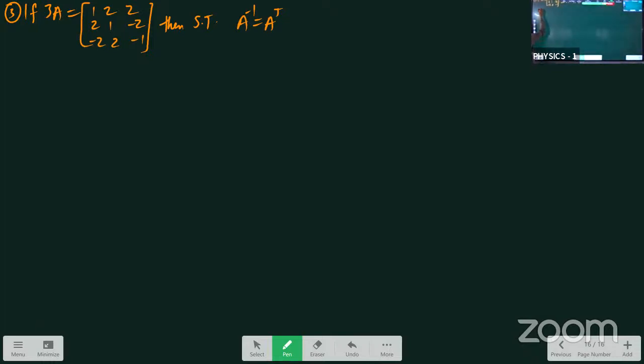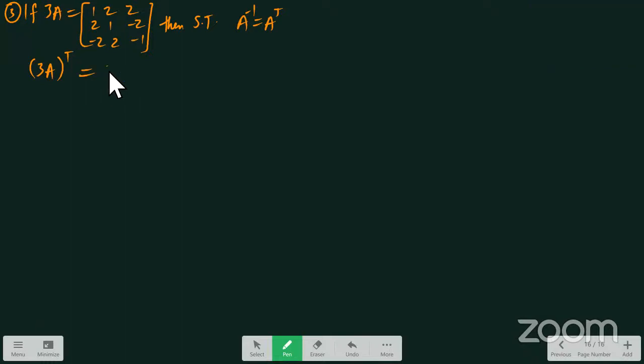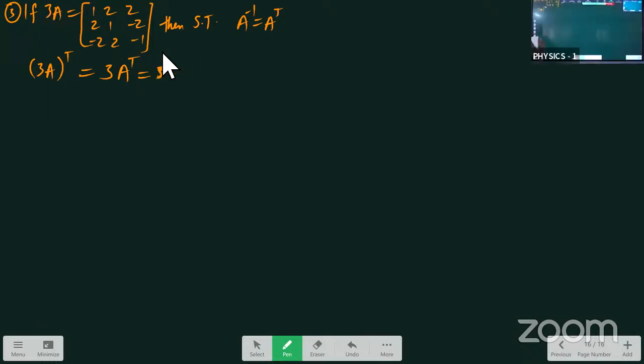Here, what I will find first is 3A whole transpose. From the transpose property, if the transpose is taken of a scalar multiple, the number doesn't interfere with the transpose. It is just equal to 3 into A transpose.